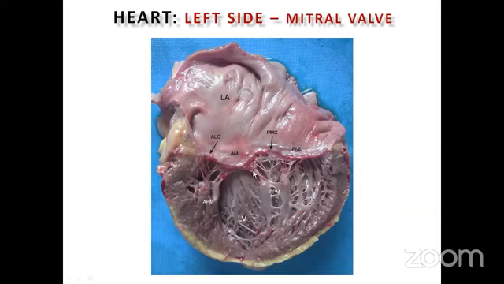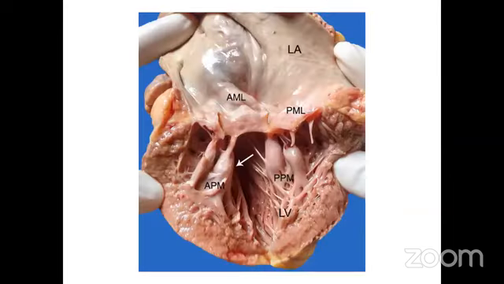The subvalvular apparatus is represented by the thin, delicate chordae tendineae, which are anchored to fairly constant anterior and posterior groups of papillary muscles. So this is the normal morphology of the mitral valve and its subvalvular apparatus, all of which can be modified depending upon the type of mitral valvular disease.